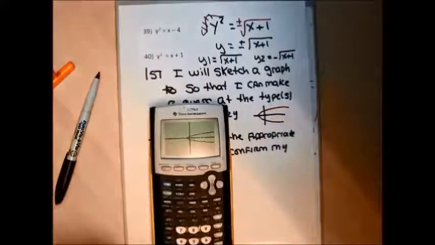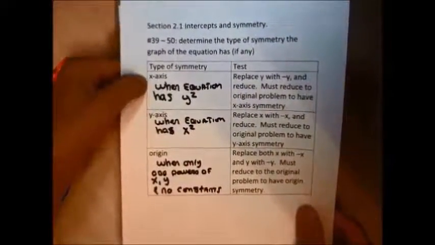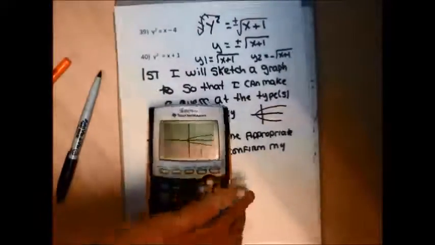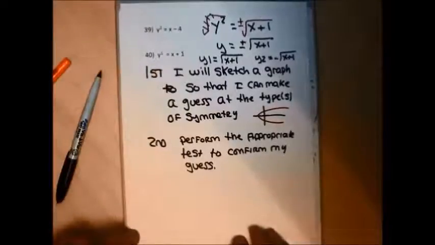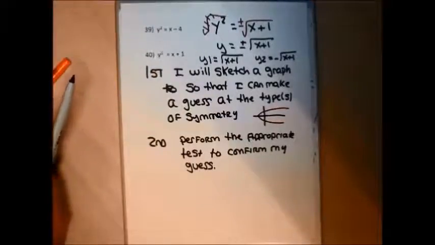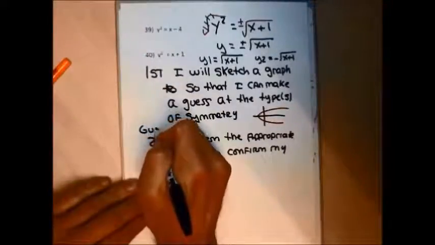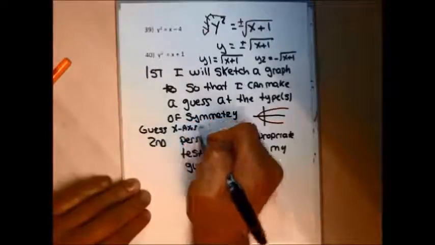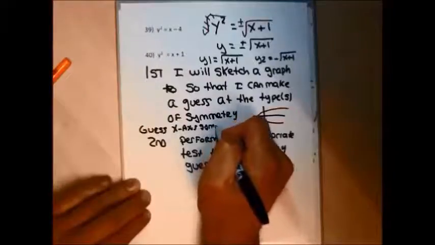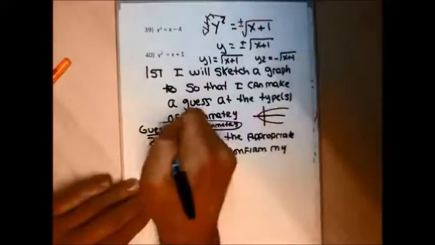And so by looking at that graph, my guess is it's symmetric to the x-axis. My guess would have been that in general, because when there's a y squared, I think the graph's going to be symmetric to the x-axis. So I'm done with my first part of this. I sketched a graph. I guess that the graph is symmetric to the x-axis. So my guess is there's x-axis symmetry. If this was a test question and you stopped here, you're going to lose points, because that doesn't guarantee that there's x-axis symmetry.